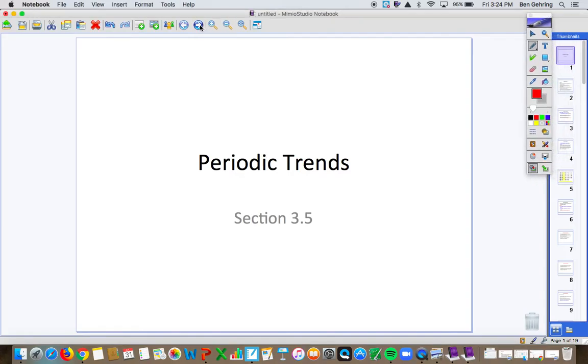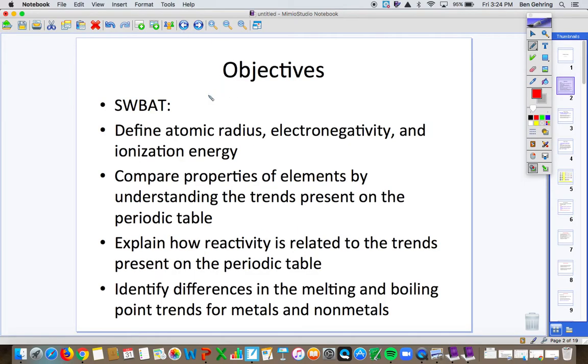So let's get started. So today, at the end of this, you will be able to define atomic radius, electronegativity, and ionization energy. You will be able to compare properties of elements by understanding the trends. So if I give you two elements, you can compare which one's got a higher or lower electronegativity, larger atomic radius, more ionization energy, and so on and so forth. We're going to look at how reactivity is related to the trends on the periodic table. So how does your ionization energy and your atomic radius affect your reactivity? And we're going to look at differences in melting and boiling points of metals and nonmetals. So those four things are what we want to accomplish today.